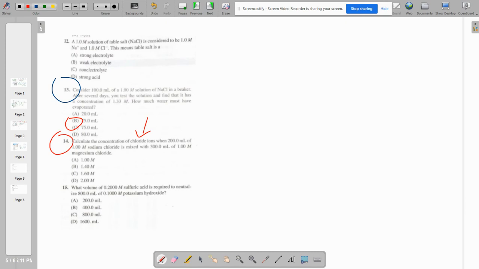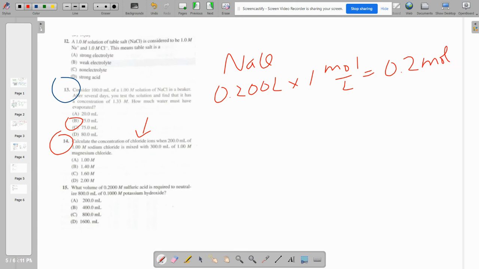The key here is we can get the moles of both. For sodium chloride, it's 0.2 liters times 1 molar, and that's 0.2 moles. But the key is do we want NaCl or Cl-? For every 1 mole of sodium chloride, you'd also get 1 mole of Cl-. So it's also going to equal 0.2 moles of Cl-.